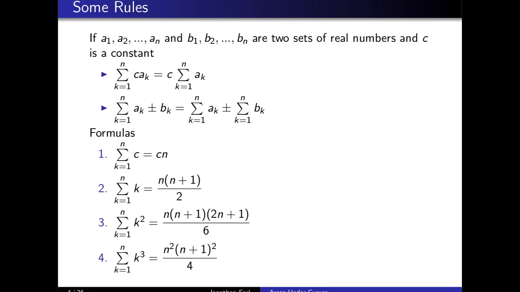Okay, so then just a couple of rules. One is that if you have a constant times all of your a_k's, we could just pull the constant outside the sum. That makes a lot of sense, because if I add up a whole bunch of things that are multiplied by 2, I could factor out a 2 from everything that's getting added up. And if I want to sum up a_k plus b_k, I could just take the sum of the a_k's plus the sum of the b_k's, which is, I think, pretty straightforward.